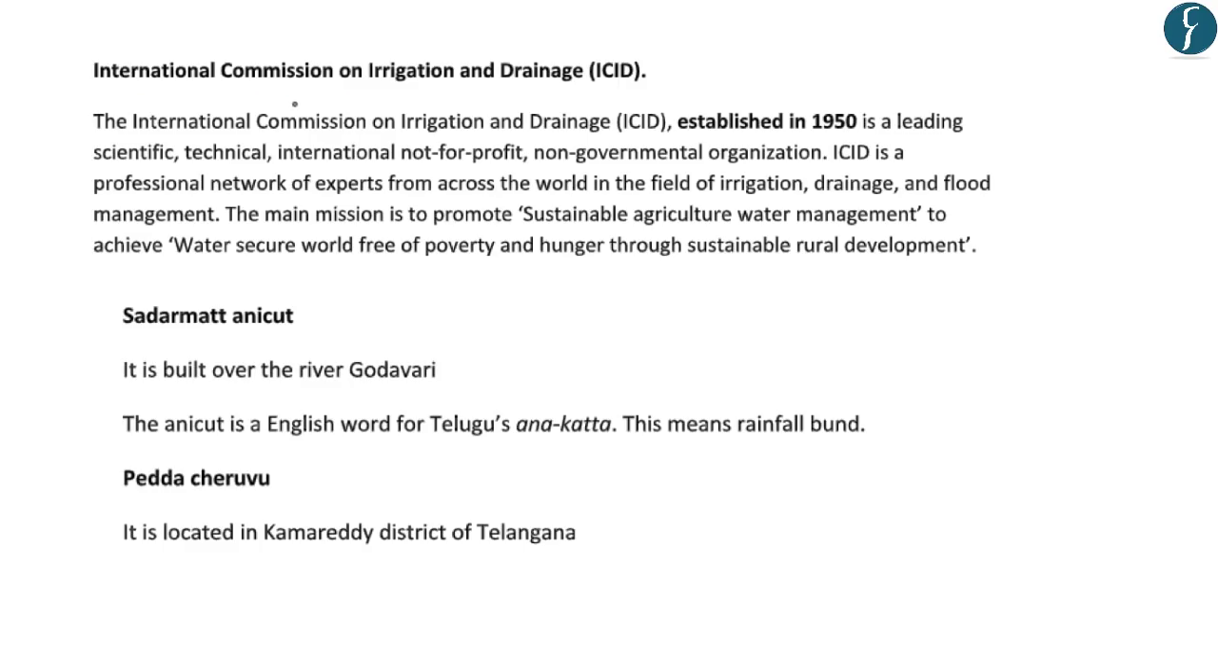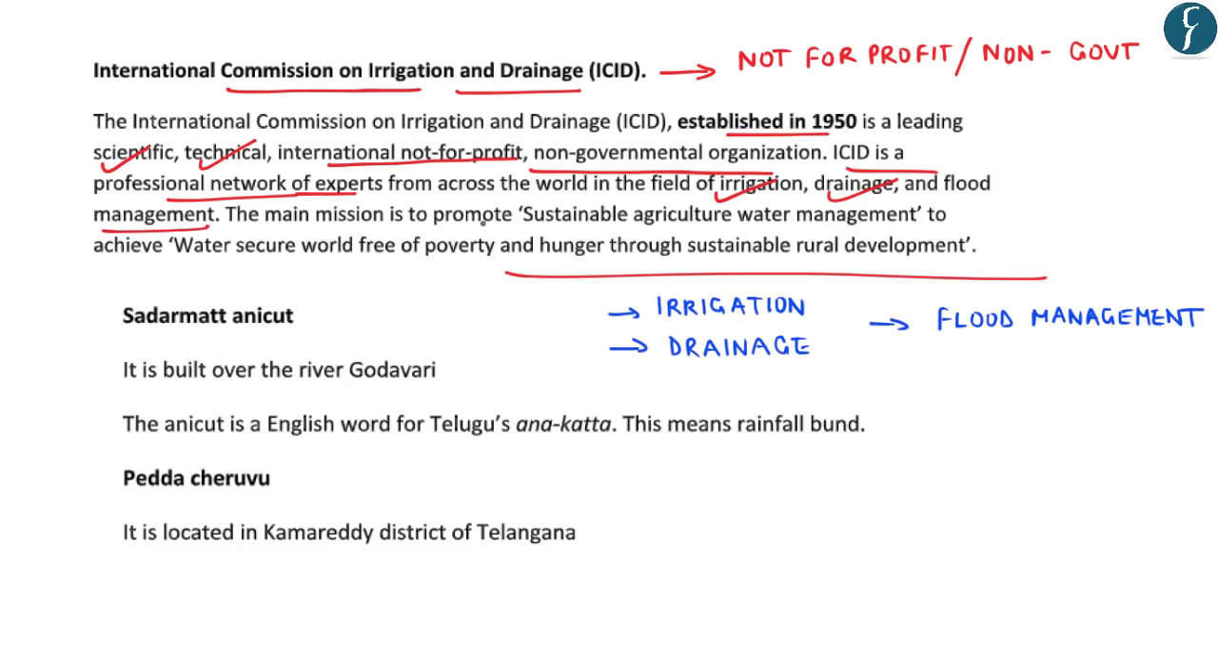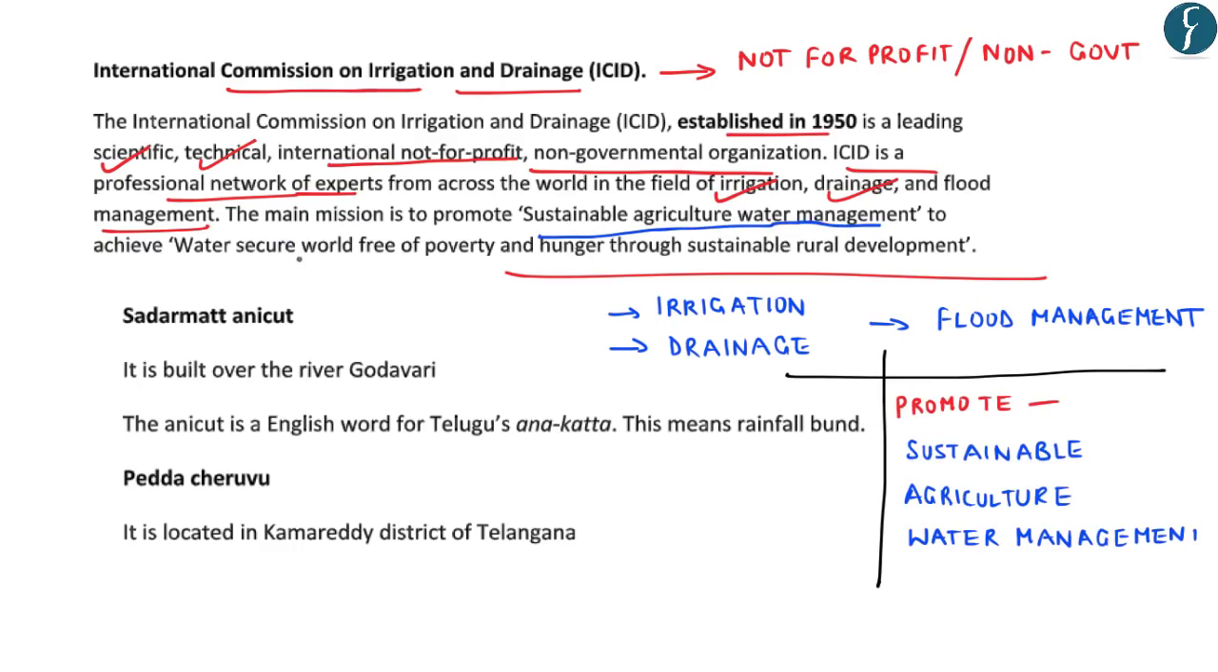Now let's understand a few basic points about this International Commission on Irrigation and Drainage, that is ICID. The ICID was established in the year 1950 and this is a leading scientific, technical and international not-for-profit and non-governmental organization. So you must remember that ICID is a not-for-profit and non-governmental organization. It is a professional network of experts across the world in the field of irrigation, drainage and flood management. Further, the main mission of this ICID is to promote sustainable agriculture and water management in order to achieve a water secure world free of poverty and hunger through sustainable rural development. So this institution becomes extremely important for us to understand from an exam point of view.